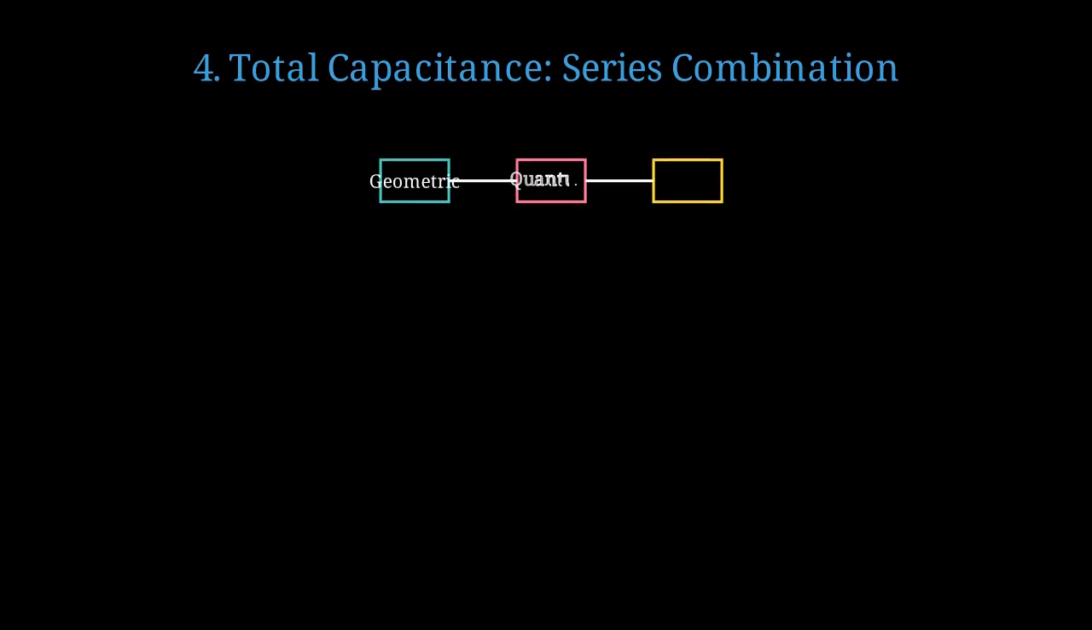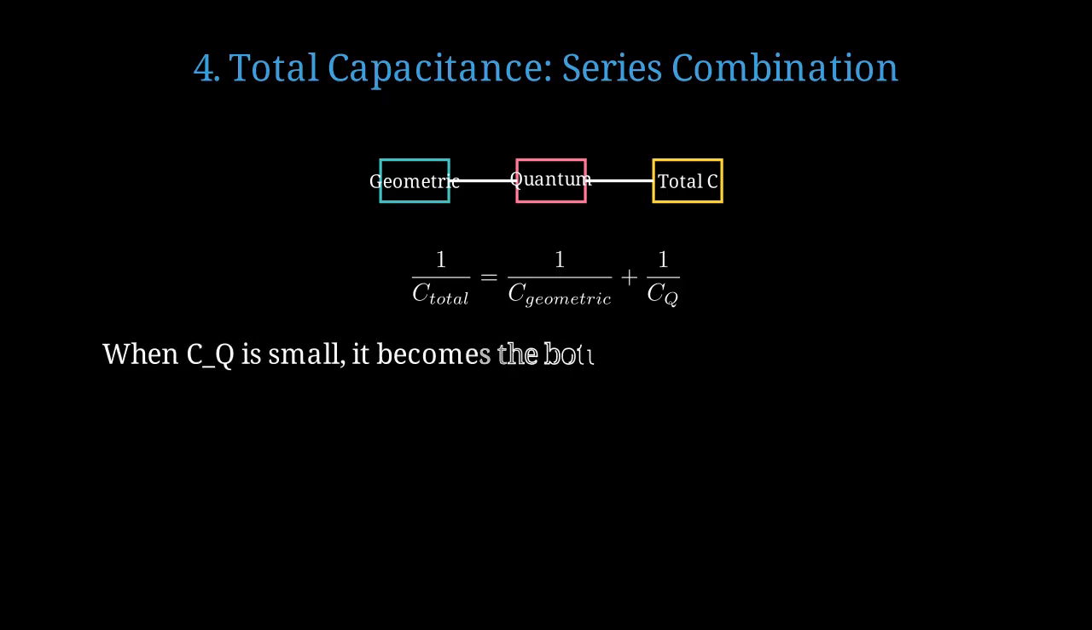The geometric capacitance and quantum capacitance act as capacitors in series, limiting the total capacitance. 1 over total capacitance equals 1 over geometric capacitance plus 1 over quantum capacitance. The smaller capacitance dominates. When quantum capacitance is small compared to geometric capacitance, it becomes the limiting factor. This is where quantum effects truly matter.